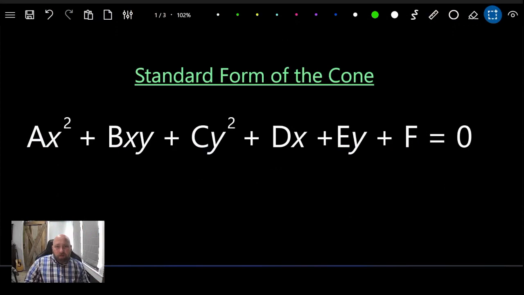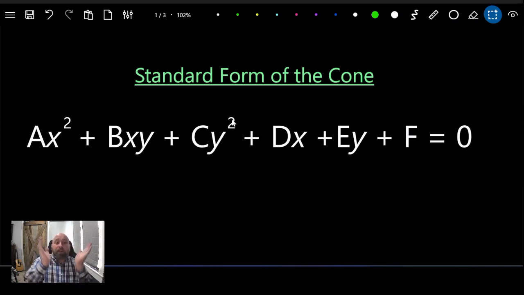Let's jump back over here to my computer screen and let's talk about the standard form of the cone. Here it is: ax squared plus bxy plus cy squared plus dx plus ey plus f equals 0. Now you're like, whoa, what is going on right there? It's kind of like a parabola with ax squared plus bx plus c equals 0. That's the standard form of a parabola. This is just more information, just more things going on.